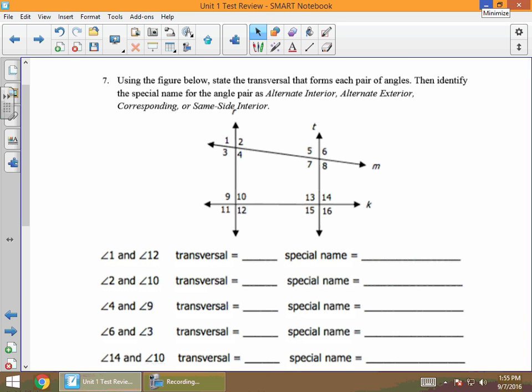All right, welcome back. This is Unit 1 Review, page 2. So this will be problems 7 and 8. So let's jump right in.